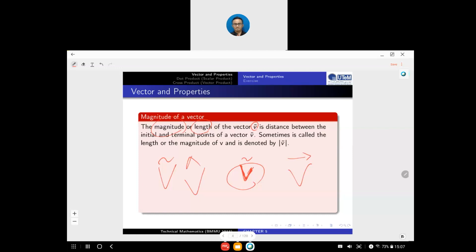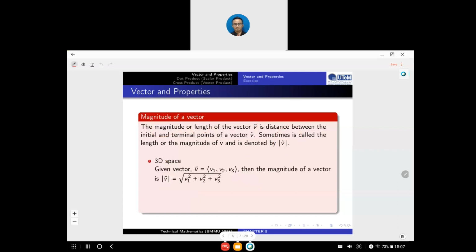And then how to find the magnitude? The magnitude is written with the modulus symbol, and for 3D space, if you have a vector V, make sure your symbol is this square bracket, not the round bracket. Make sure you differentiate between a vector and a point. If you write it with round brackets, we call it a point: point V1, V2, V3.